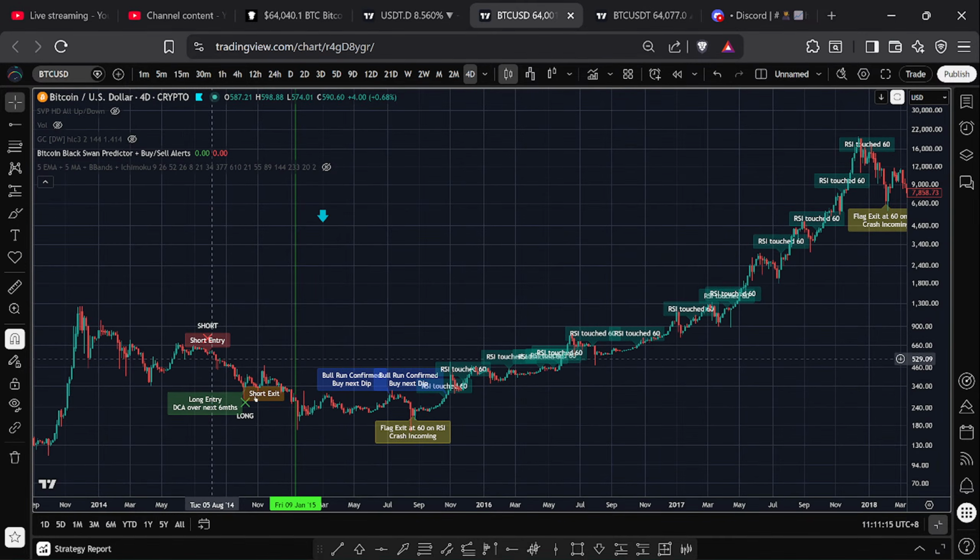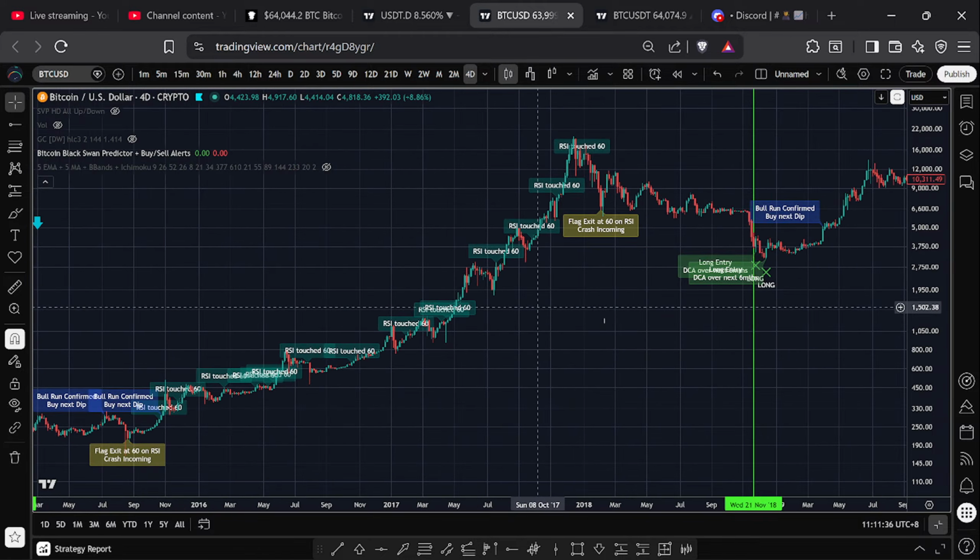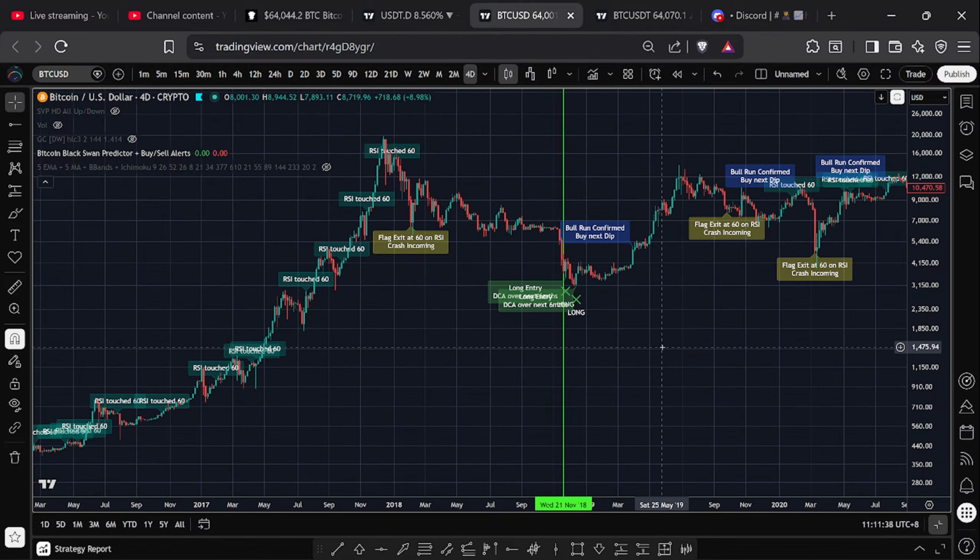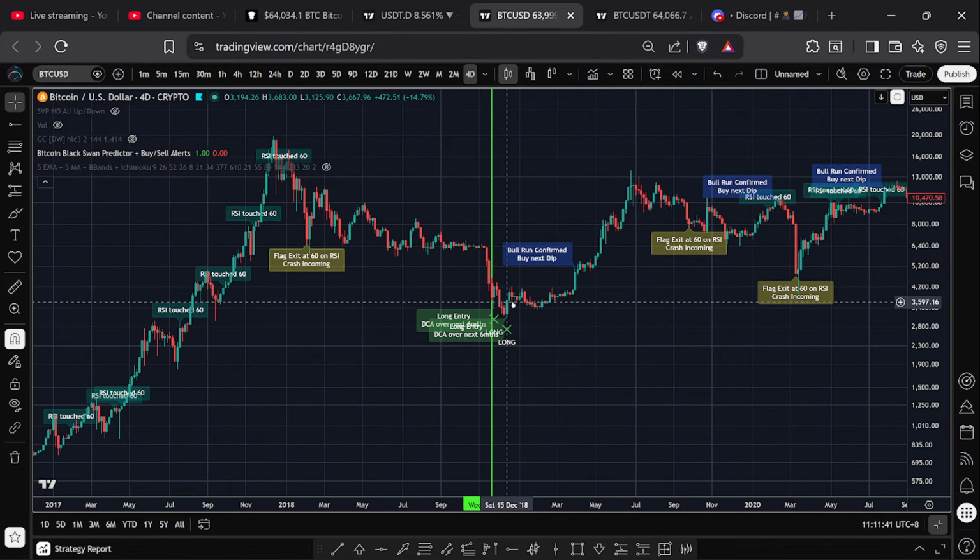So we see here, in the Genesis cycle, it didn't get this entry right at the bottom, but it was close. And then once we had the two blue by the next dip, bull run confirmed, the bull run was on. We go to the next bear market. Here it got the bottom. Once you get this here, you know the bull run's on, and then the second one confirms it.